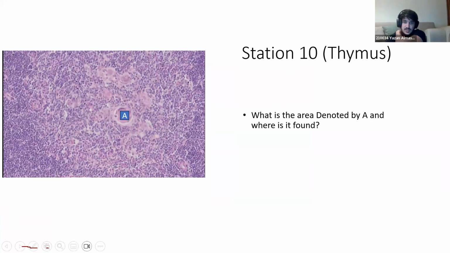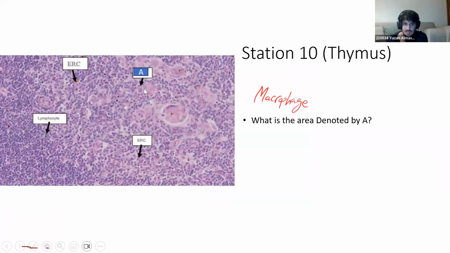Yes, whoever is saying it's much bigger and can't tell the difference, it's fine. Just know that this one specifically is a macrophage, okay? And this one is ERC. Probably you'll be asked about macrophage, maybe you'll be asked about ERC, but just recognize this image, memorize it.